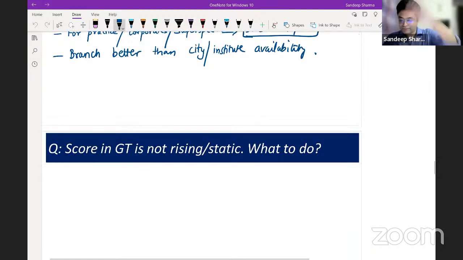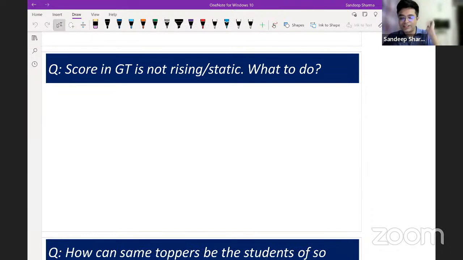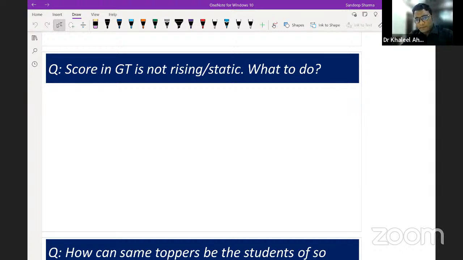Sir, Khaleel sir, score in GT is not rising. What to do? Very commonly asked question. Yeah, I think in the initial couple of GTs, it will remain like that. So do not get panicked when you are just starting up with your GTs. The initial 2-3 GTs, you will feel that your scores are pretty much similar. But if there is no change even after that, then you have to sit down and analyze that you are not doing your GTs, or you're not analyzing your GTs the way it has to be done.